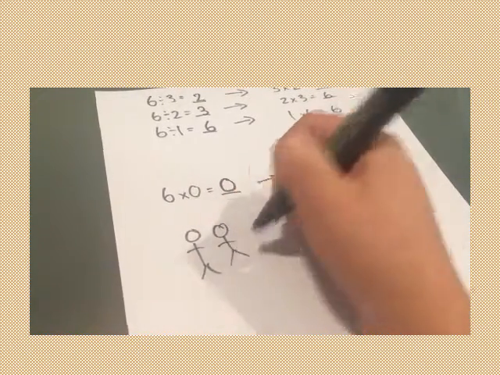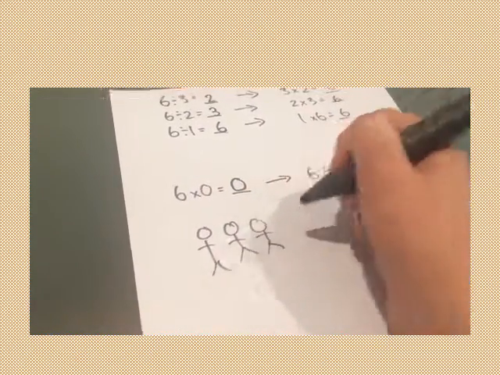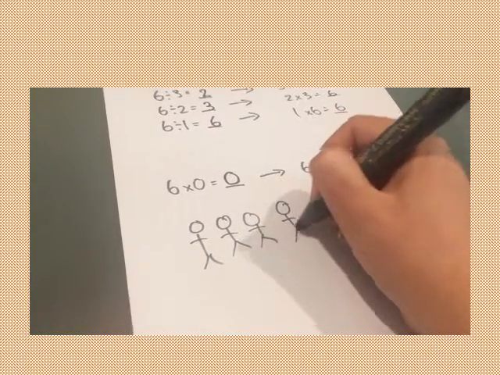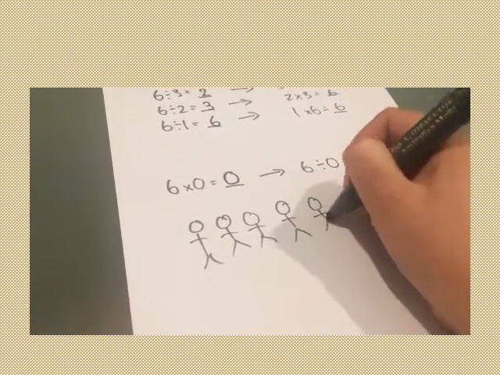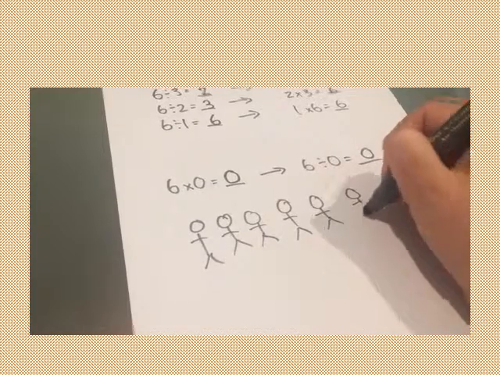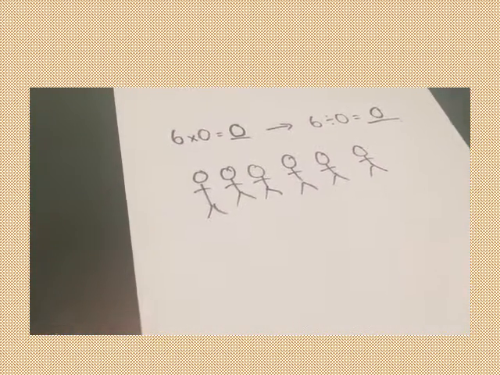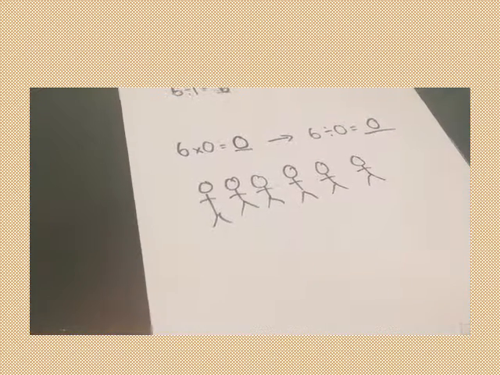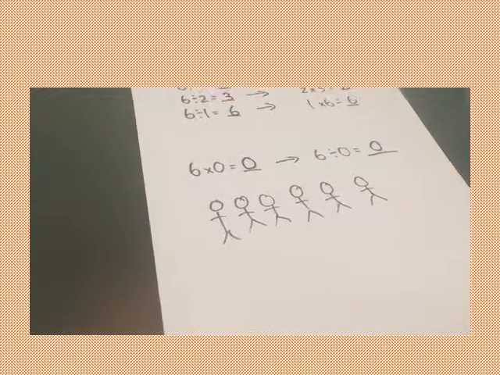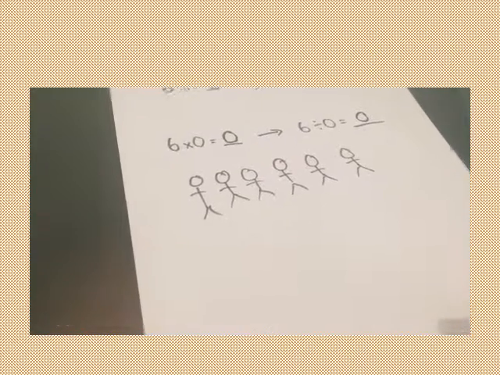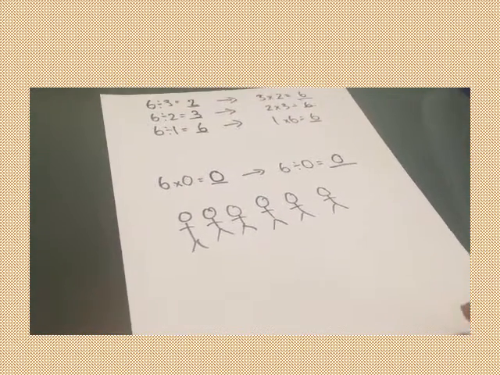1, 2, 3, 4, 5, 6, and if I said that I had 0 balls to hand out to 6 students, I would pretend to hand out balls, which I wouldn't have, and then I'd ask the student, so how many balls do you have? And then they would say 0.